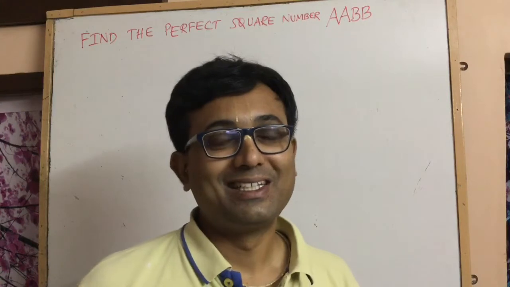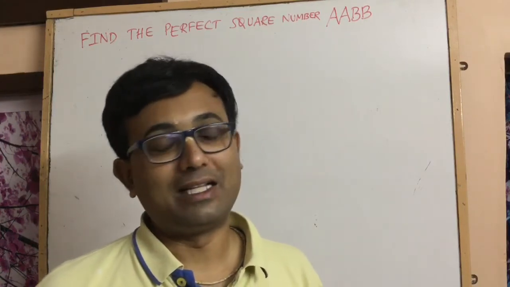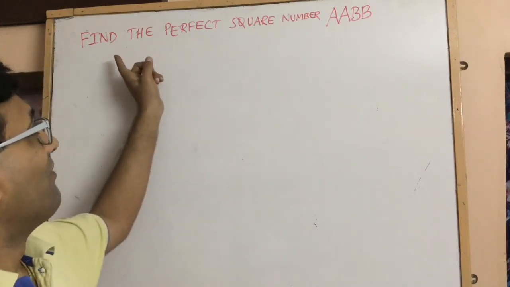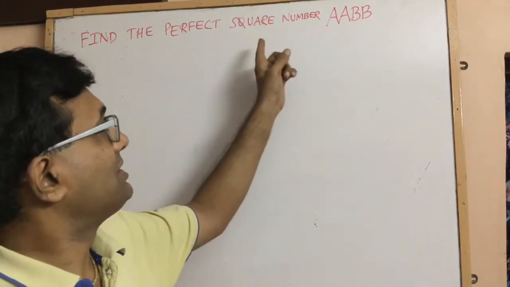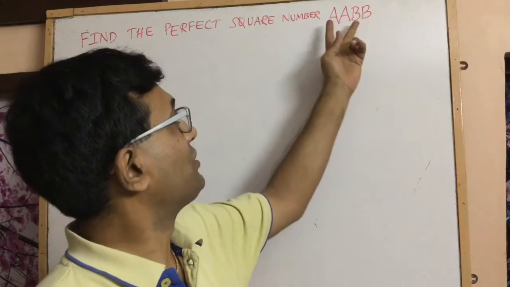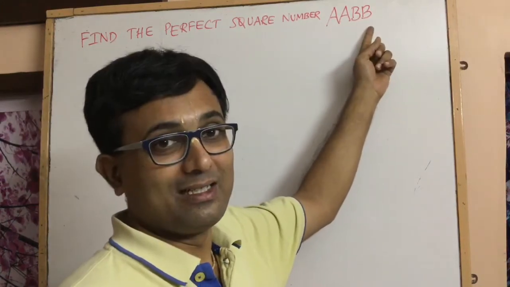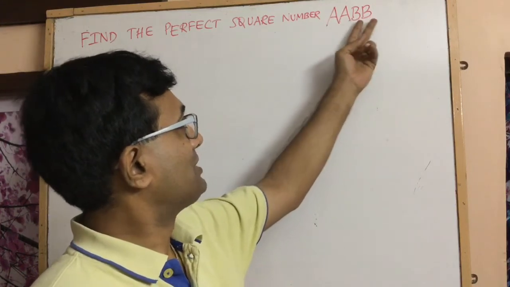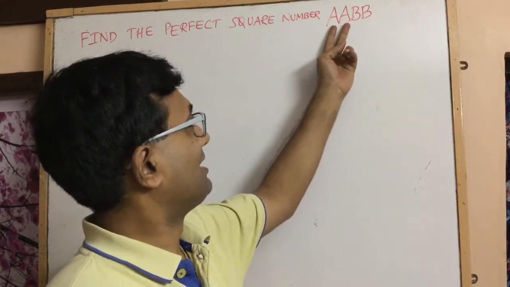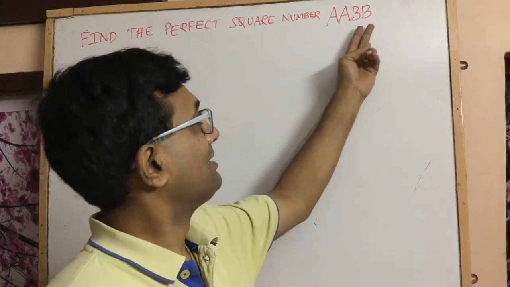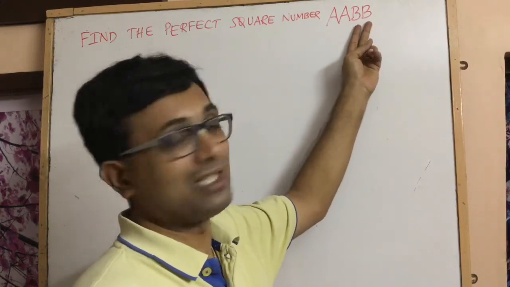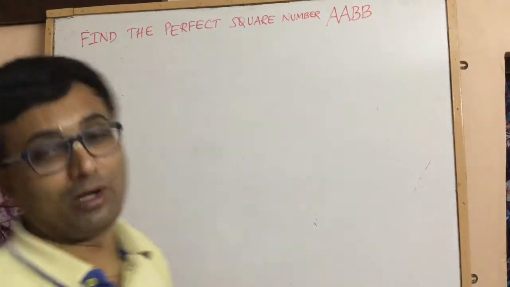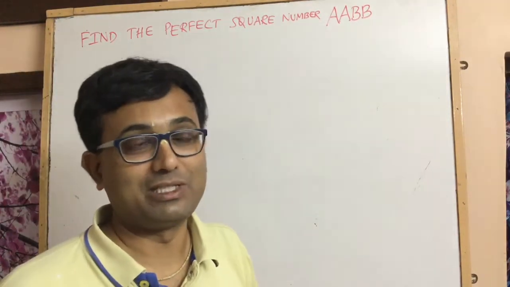Hello viewers, today we're going to look at a question on square numbers. This is the question: find the perfect 4-digit square number which is of this form AABB. So the first 2 digits are each equal to the digit A, and the next 2 digits are each equal to the digit B. Now how do we systematically go about doing this? That's the question.